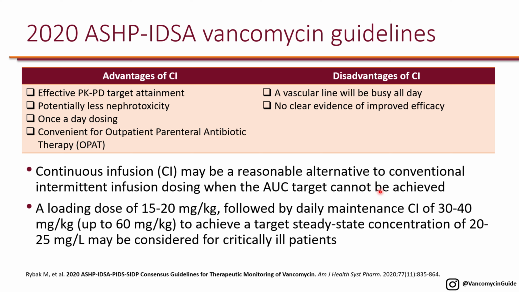So if you keep getting levels and you cannot achieve the AUC, then continuous infusion might help you achieve those targets. If so, especially in critically ill patients, a loading dose of 15 to 20 milligrams per kilo is recommended, followed by a daily maintenance continuous infusion of 30 to 40 milligrams per kilo. This is to achieve a steady state level of between 20 and 25 milligrams per liter. And it doesn't matter if it's a random level once you're at steady state, because your peak, trough, and random are the same level.